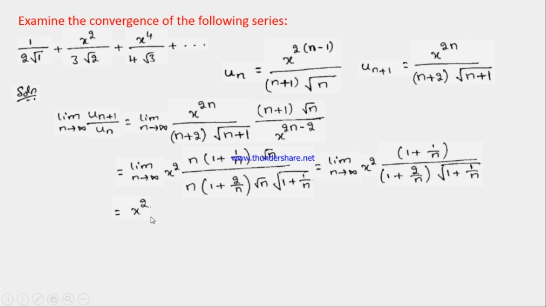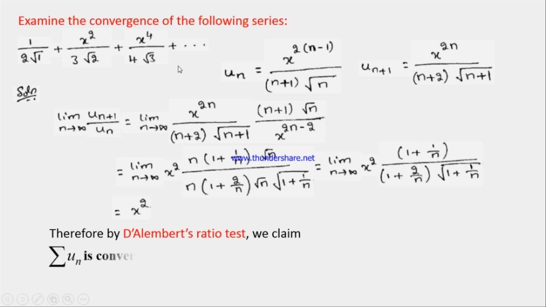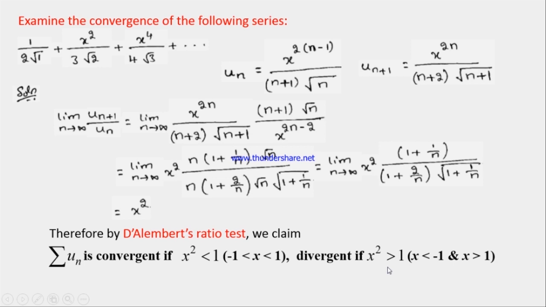And since we don't know the value of x, we claim by D'Alembert's ratio test, the series is convergent if x square is less than 1. L is nothing but x square in this case, and that L is less than 1, we claim it is convergent. Which means the value of x should lie between what? -1 and +1. And we claim it is divergent series if x square is greater than 1. Which means value of x should be either greater than 1 or less than -1. And whenever you have x as plus or minus 1, D'Alembert's ratio test fails to determine the nature.